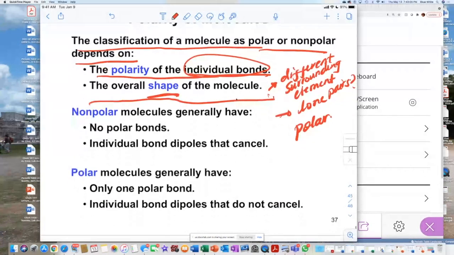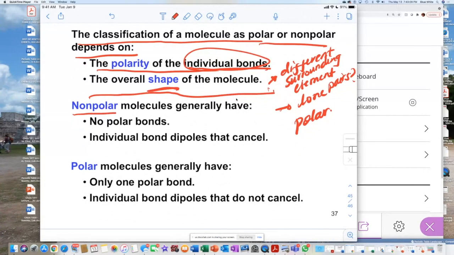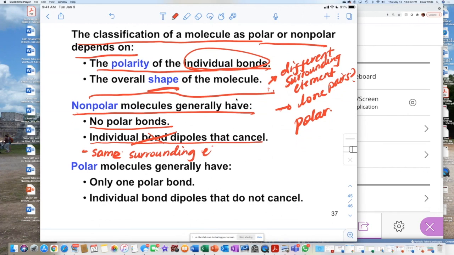Okay? So we're kind of wrapping this up by saying, in general, nonpolar molecules have no polar bonds. And then it says here individual dipoles cancel. This is actually a math term. If that makes sense to you, kudos, good for you. Most people, this doesn't make sense to them. So with nonpolar molecules, what we see here is the same surrounding elements like I showed you guys, and then no lone pairs on central atoms.